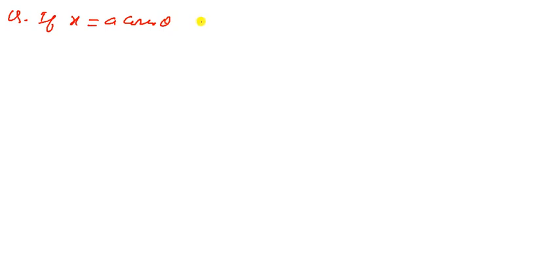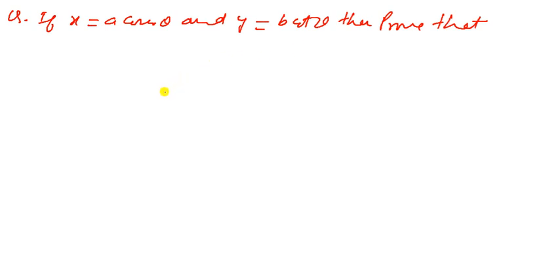Today your question is, if x is equal to a cosec theta and y is equal to b cot theta, then prove that x square upon a square minus y square upon b square is equal to 1.